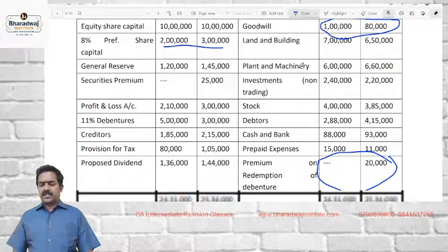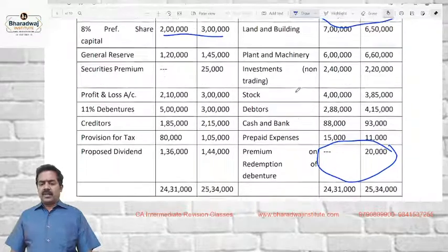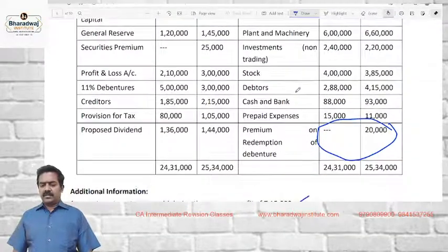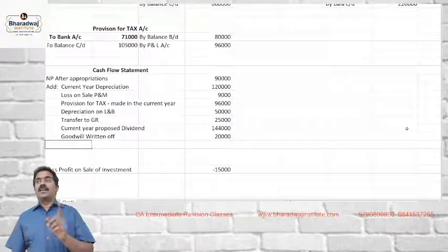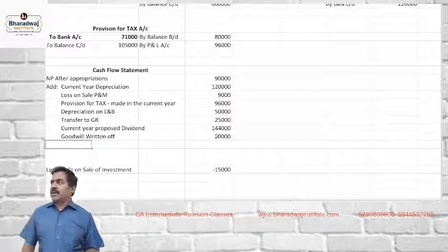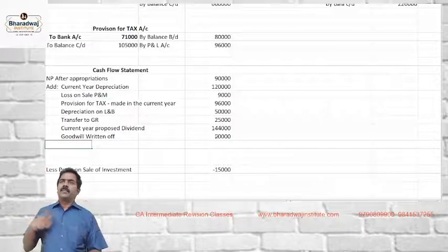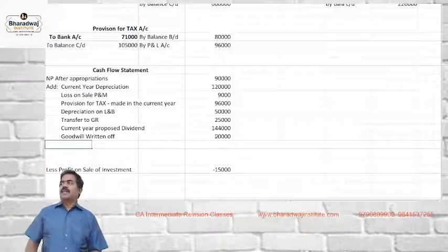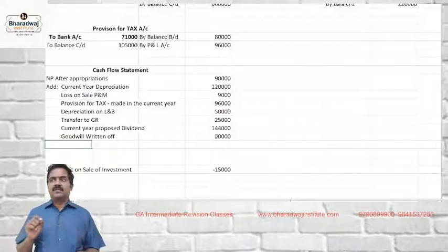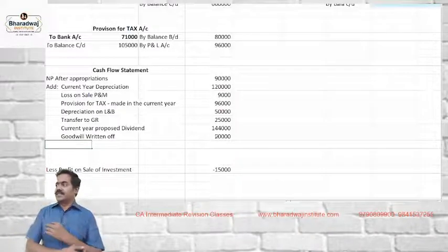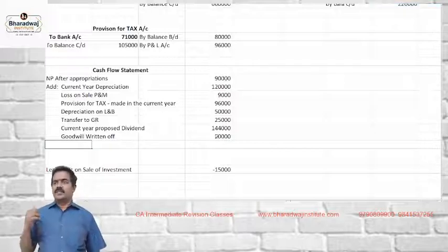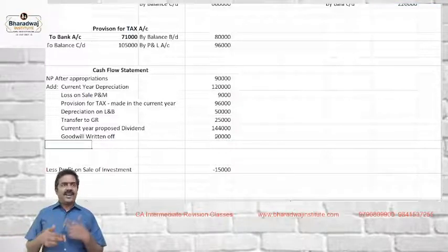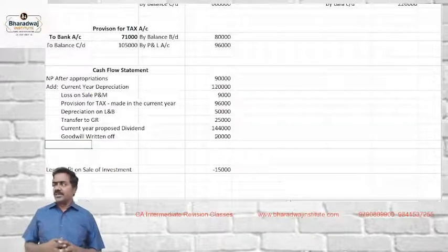Land and building adjusted, plant and machinery adjusted, profit on sale are also adjusted. This premium on redemption will not come because we just paid the premium but not written off in P&L account. We redeemed the debentures at a premium, but that loss was not written off in P&L account. That's why it is shown as what? Asset. So will it affect your CFO? Only when a non-operating item is charged in the P&L account, we will what? Add back. Here it is not charged, nothing to be added.